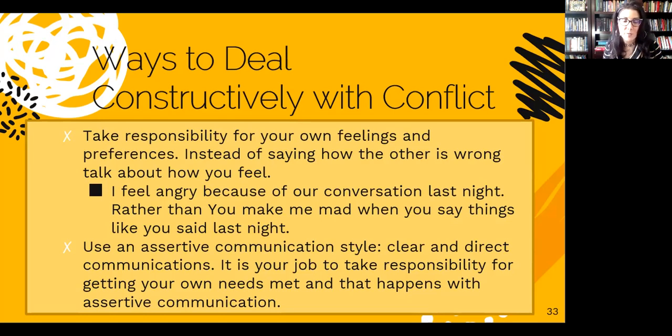So with assertive communication, it's our job to take responsibility for getting our own needs met. And that happens through assertive communication. Even when I declare that I have to stay home and I can't go out on Friday, that is me taking care of my needs. I've been going out a little bit too much and I have a lot of work to catch up on and I just need a little downtime. That's clear. I don't want my communication to be ambiguous.